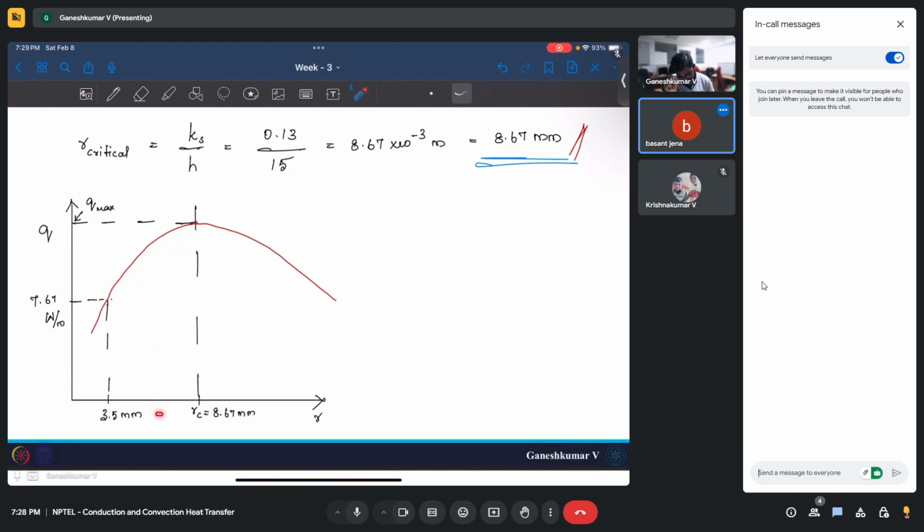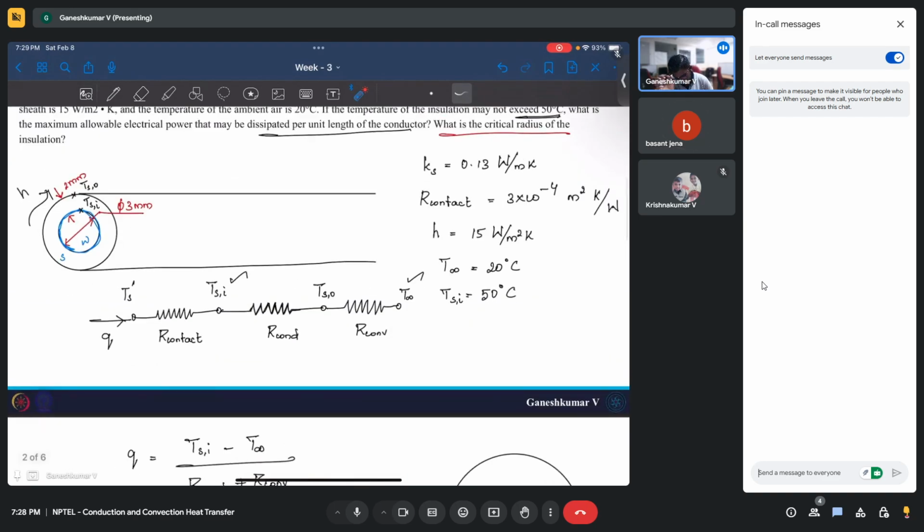Now, if I increase this, what happens? Let's say what I'm doing is I'm just increasing the Q. I'm not doing any insulation. I'm just increasing the Q through the wire, which means there is a lot of Q going out. So what happens? The T_si continues to increase. It will increase more than 50, right? Now I don't want T_si to increase. Then what should I do?